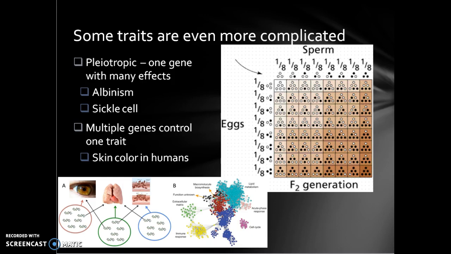And then last but not least, and this one you're not going to do many Punnett squares with, or any Punnett squares with really, because it gets really complicated really fast. But some traits are even more complicated. Some traits are what we call pleiotropic, meaning they're one gene that affects a lot of things. We talked in class, or some of us talked in class, about albinism, which affects your skin color, but it also affects your eyes and can sometimes affect your hearing. So it has lots of different effects throughout the body.